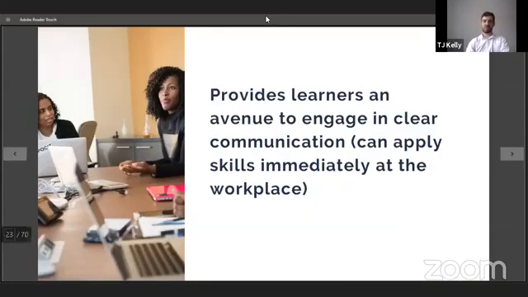So we provide learners with an avenue to engage in clear communication. This is something that can be applied immediately around the workplace. And of course, clear communication is quite vital when doing any kind of job. So we try to encourage people to speak and also write English very clearly to make sure that they're understood by their colleagues and co-workers.